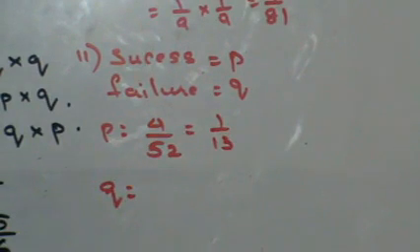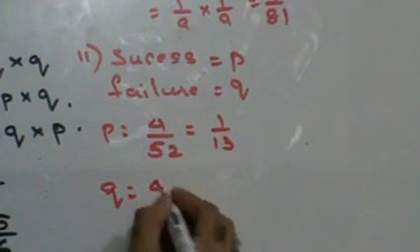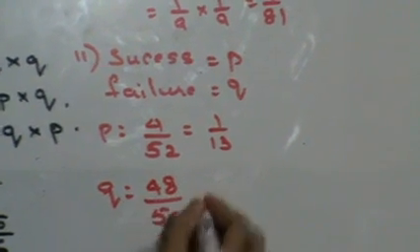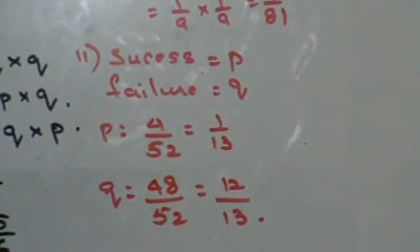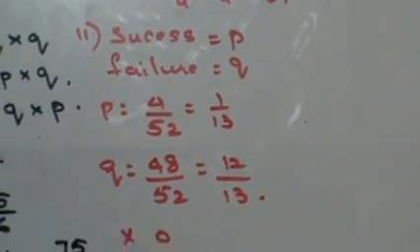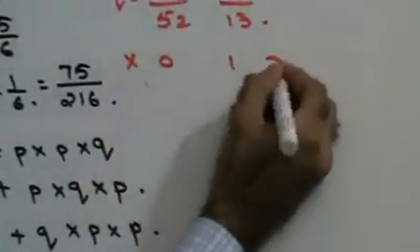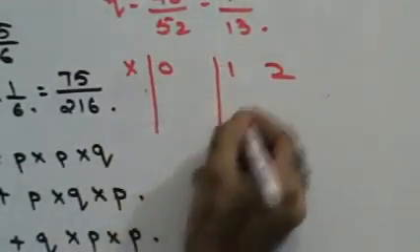If there are 4 kings, that means the remaining cards are non-king cards. So there are 48 by 52. That's going to be nothing but 12 by 13. Now I'm drawing 2 cards. If I'm drawing 2 cards, what's the minimum and maximum number of successes I can get? Minimum I'll get 0 successes. Since I'm drawing 2 cards, maximum I can get is 2 successes.